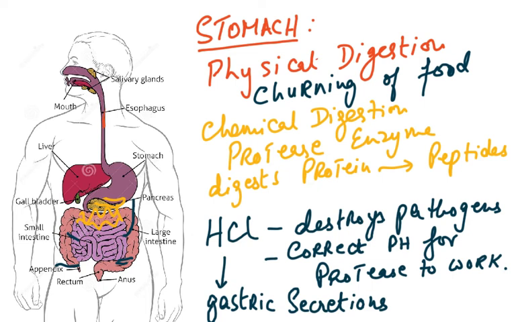Now coming to the role of the stomach, where is the stomach found? Now this is the stomach, which everybody can see here. The esophagus ends here, and then the duodenum starts here. So this whole thing is the stomach.